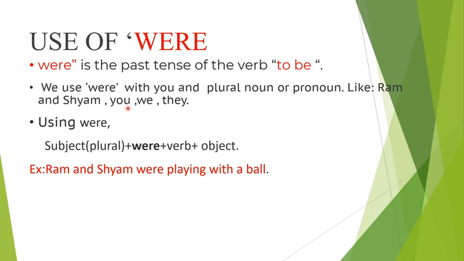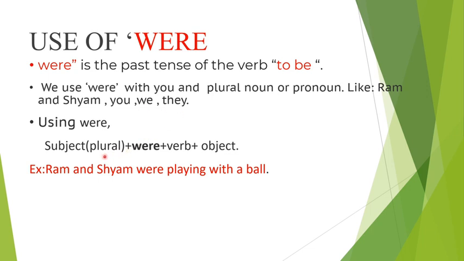You is plural second person, we is plural first person, and they is plural third person. So we are talking about plural noun and plural pronoun. And how are we using were? Subject should be plural always, like Ram and Shyam. You is a plural subject, we plural pronoun, and they plural.